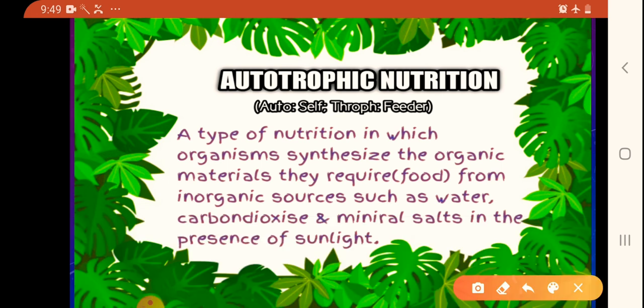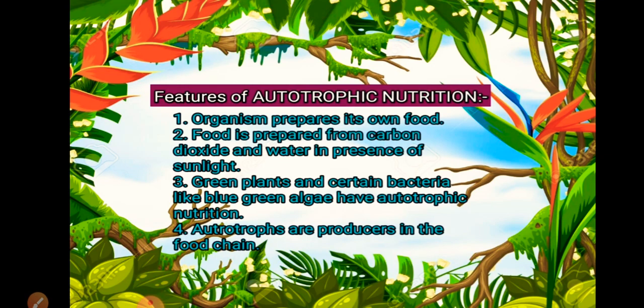So organic material they require, that is food, from inorganic sources. So they are basically using non-living or inorganic sources present around them. What are these inorganic sources? Water, carbon dioxide, mineral salts, and they do it in presence of sunlight, therefore they are known as autotrophs, and the type of nutrition is known as autotrophic nutrition. Auto means self, trop means feeders. Brilliant.